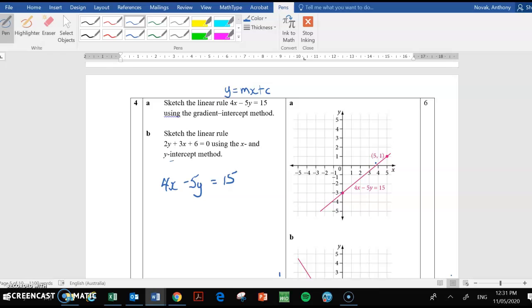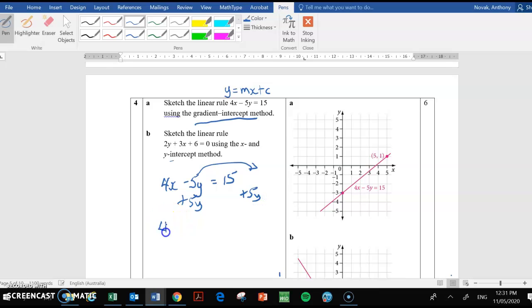So to do that, we need to go to the gradient and y-intercept method, which is y equals mx plus c. So we need to get y by itself. So rewriting that out, is y by itself? No. So I think I'll take the y up to this side. So to do that, we plus 5y to both sides.